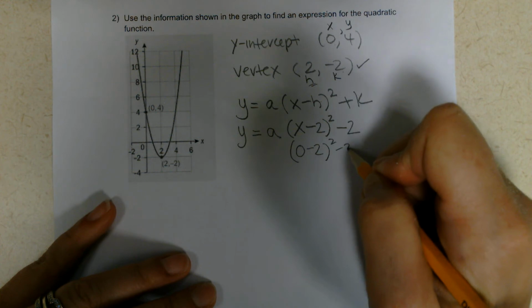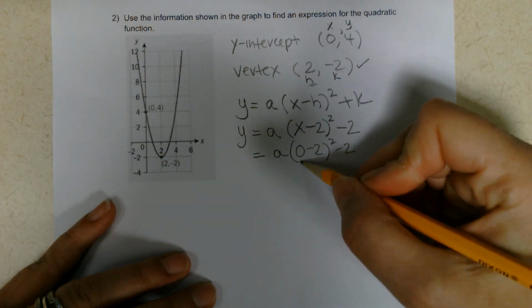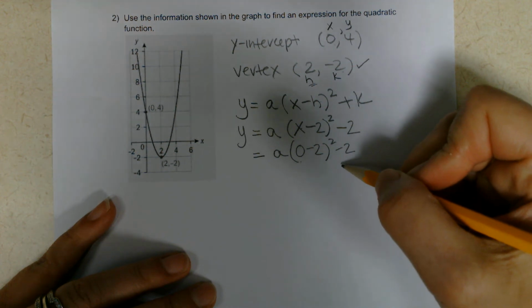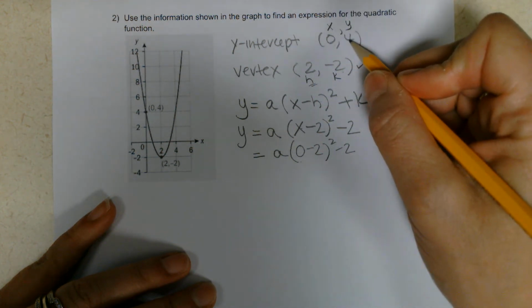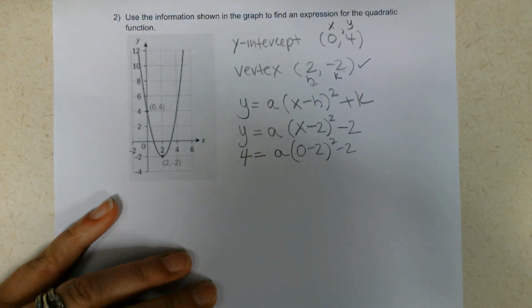I'm going to rewrite everything over. So I just took the x out and I put 0. Everything else stayed the same. Where I have my y, I'm going to replace it with my 4. Now I'm going to go through and solve.